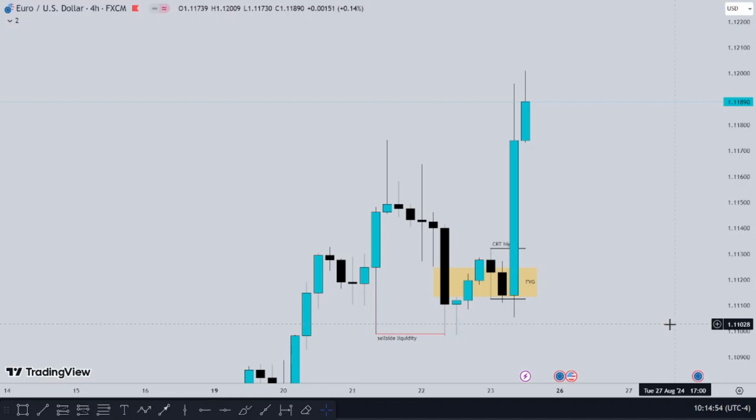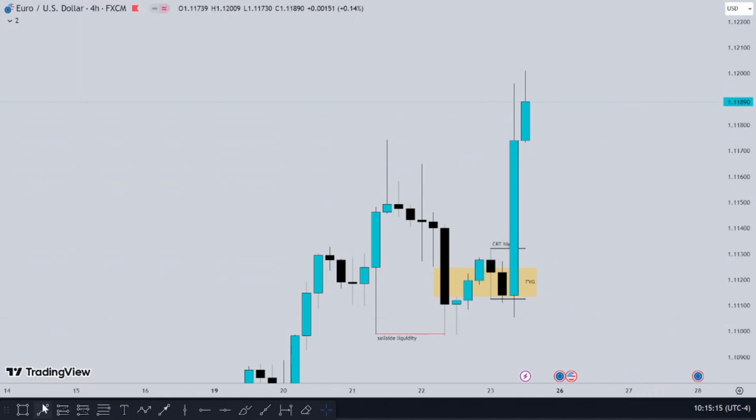So this is Euro US dollar, the 4-hour chart. In this series, I'll be using the Euro US dollar where I'll be doing more examples on the 9am CRT model. So this is the recent price model. You can see this is Friday's candles. This is Friday price movement.